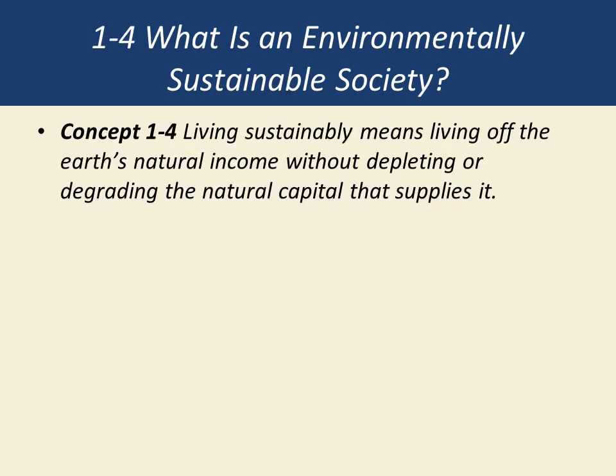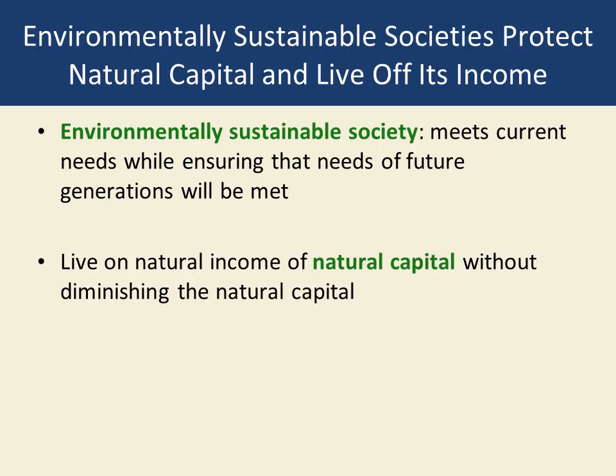What is an environmentally sustainable society? Living sustainably means living off the earth's natural income without depleting or degrading the natural capital that supplies it. Environmentally sustainable societies protect natural capital and live off its income. Now, this is what we should do. An environmentally sustainable society meets current needs while ensuring that the needs of future generations will be met. Living on the natural income of natural capital without diminishing the natural capital.